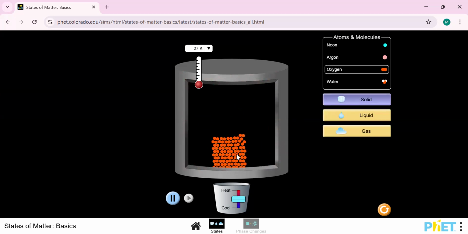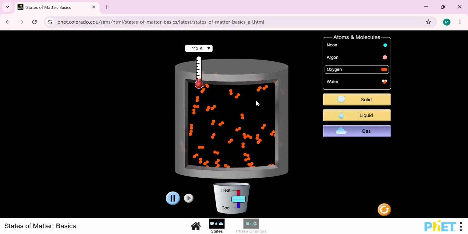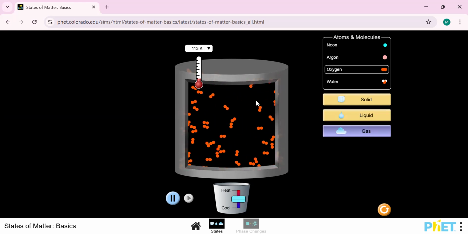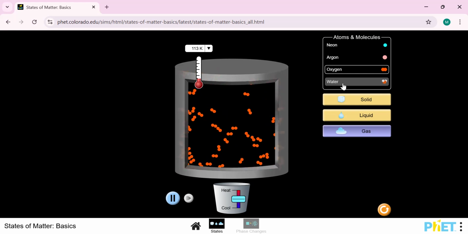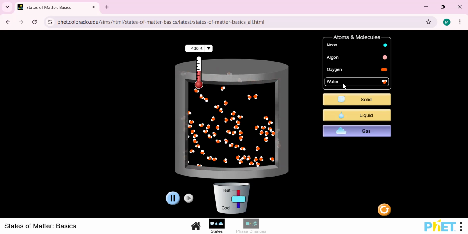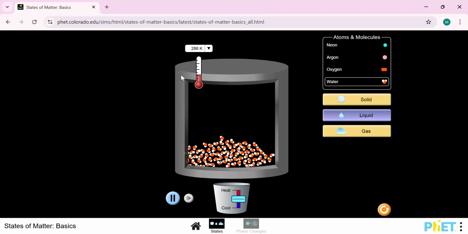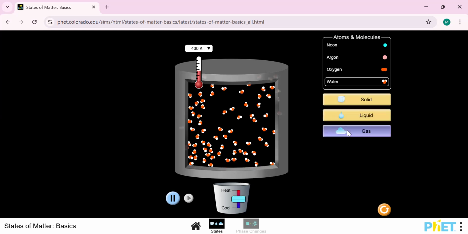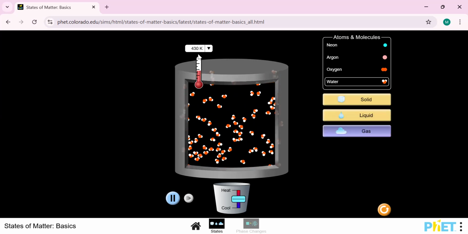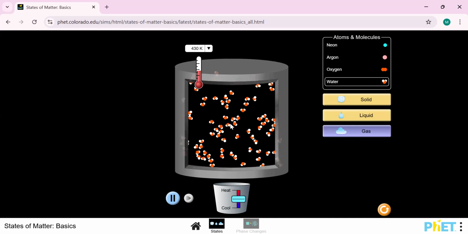Solid means it is closely packed. The temperature is 27 Kelvin. Next state, liquid, 57 Kelvin, and gas 113 Kelvin. So this is the nature of oxygen. Next one is water. In solid state, that is the cubical state, 146 Kelvin. Liquid state in water, 286 Kelvin. Gas, 430 Kelvin. It is converted into gas.